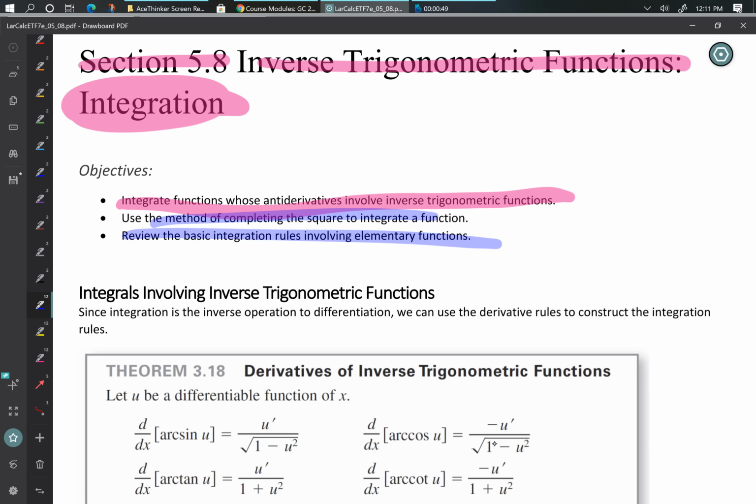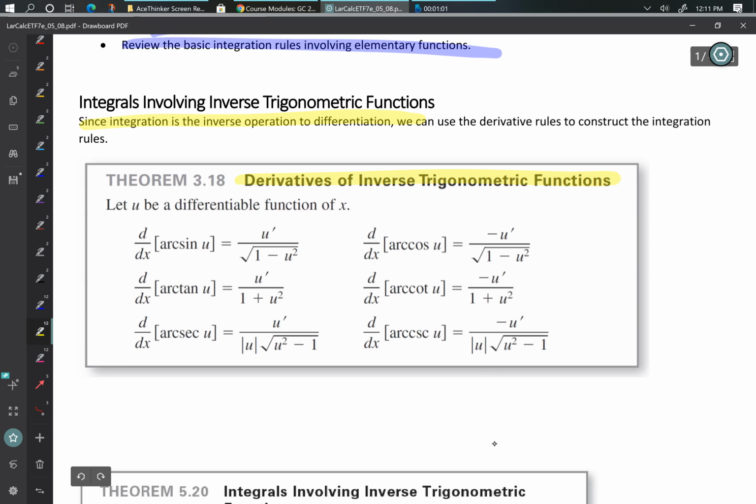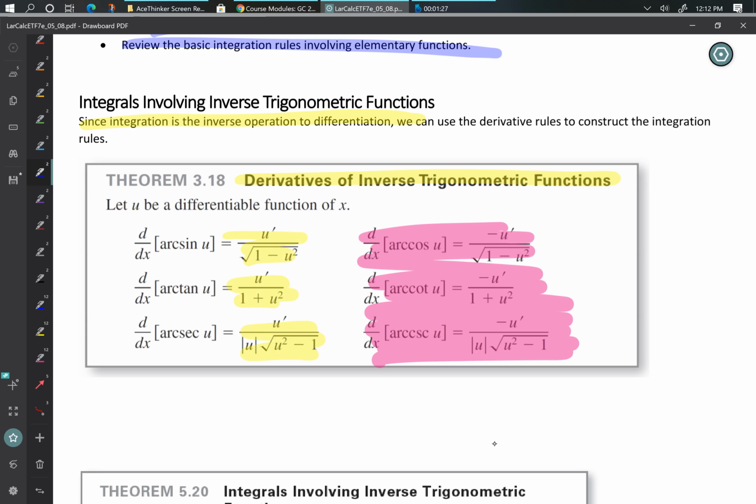So since integration and differentiation are opposite or inverse functions, we're going to take a look at the derivative rules for inverse trig, or remind ourselves of those, to figure out how to find the rules for integration. Now, what you'll notice, or what you should remember, is that all of these over here are just the ones on the left with a negative added.